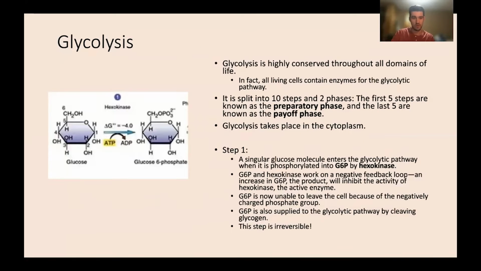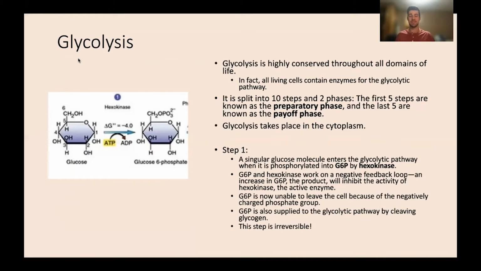All right, so we'll start with a quick overview of glycolysis, and then we're just going to go through the steps pretty quickly. Glycolysis is highly conserved throughout all domains of life. Any type of life that you look at is going to perform glycolysis in the cytoplasm. It's one of the oldest processes. It's just the way that we can make energy. In fact, all living cells contain enzymes for the glycolytic pathway.